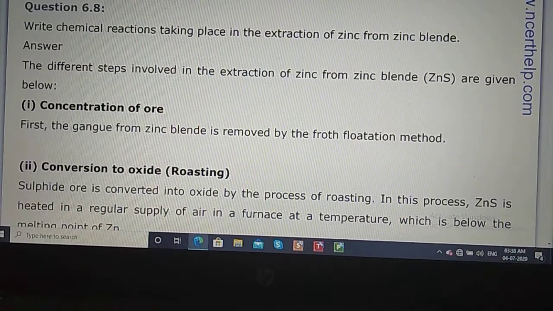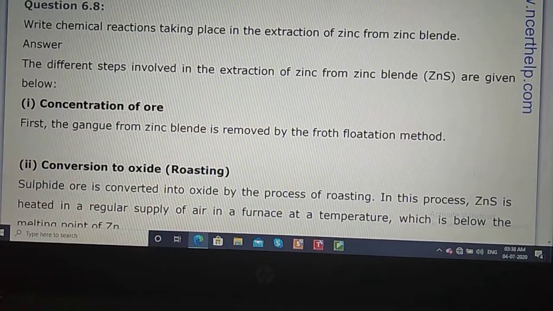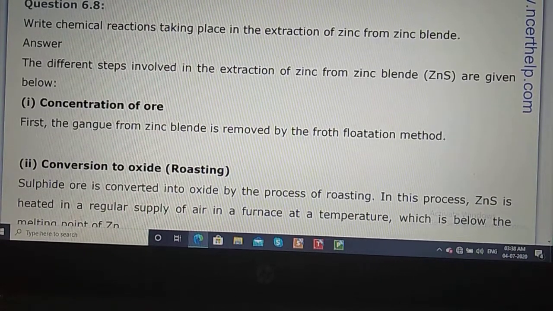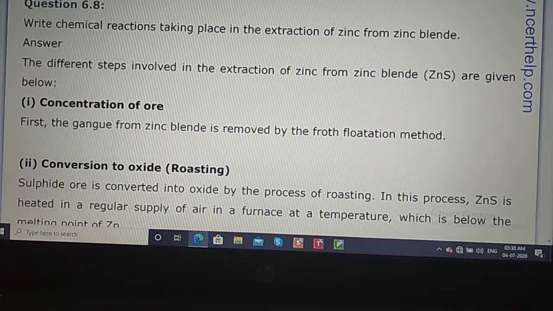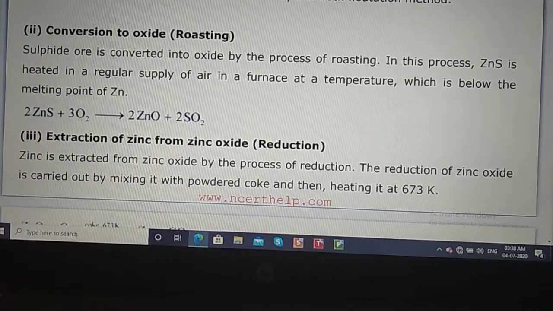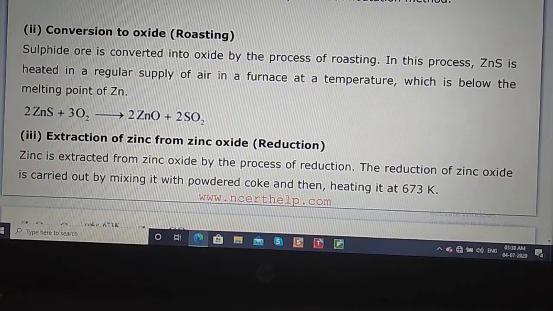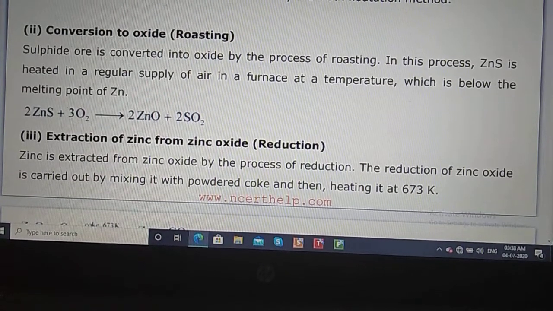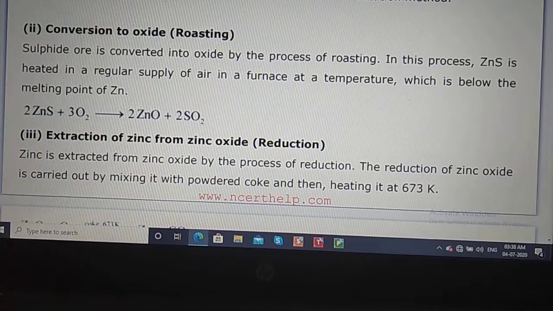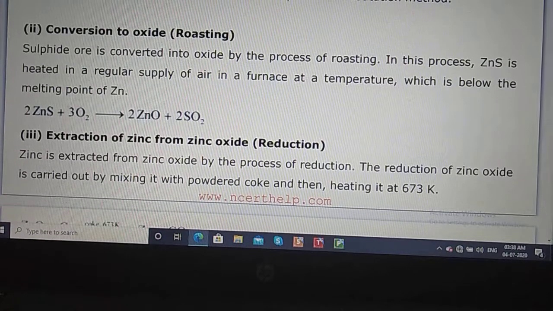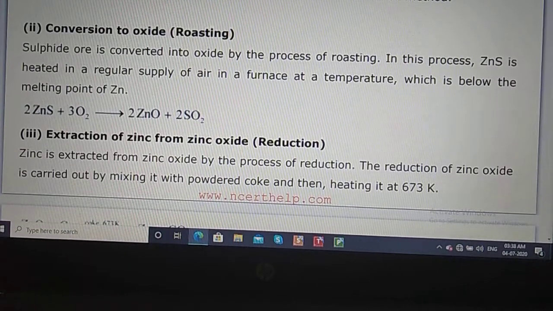Now, students, the first step is the concentration of ore. Let us read the slide. First, the zinc blende is concentrated by the froth flotation method. So how are we doing the concentration? With the help of froth flotation. The second point: sulfide ore is converted into oxide ore by the process of roasting. We take the concentrated ZnS ore and roast it, because we have to convert the sulfide ore into the oxide ore, since reduction from the oxide is easier than from the sulfide ore.